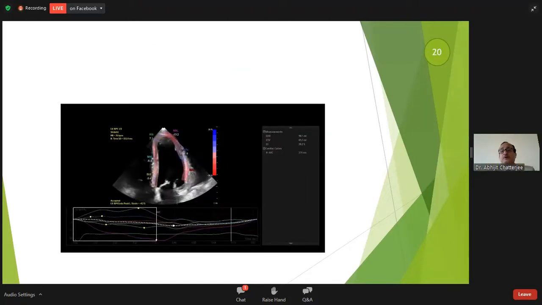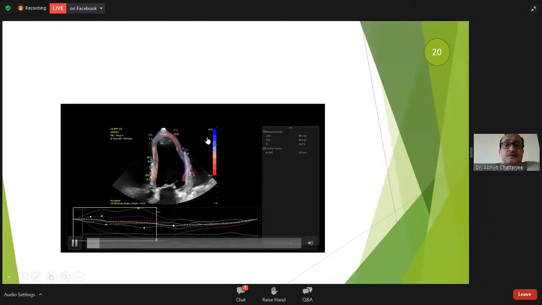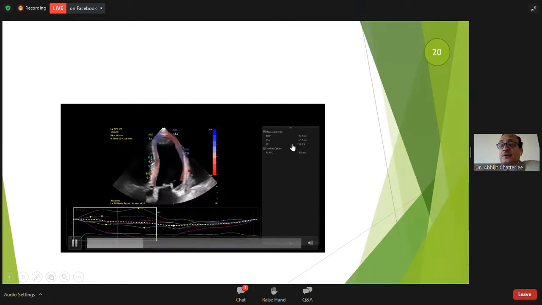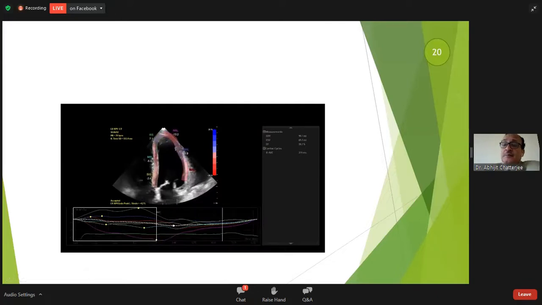So this is from our machine in Chattogram. You can see the bad motion of the apex, and see this is a scale. This red is good and blue is bad. So you can see the bad movement in the region of the apex, and this machine will also give you the ejection fraction. And one important thing is that don't try to measure the ejection fraction by the M mode. This is not done. It is unscientific.